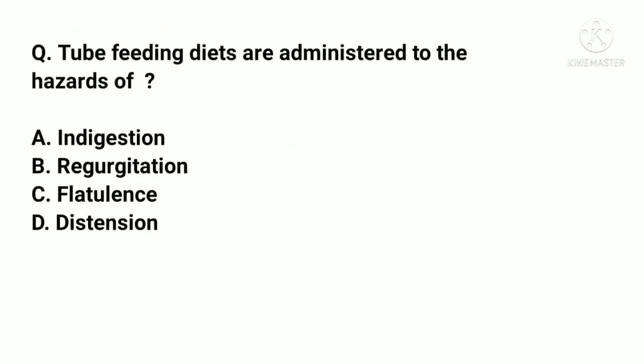Tube feeding diets are administered to prevent hazards of A. Indigestion, B. Regurgitation, C. Flatulence, D. Distension. And the correct answer is B. Regurgitation. By the gastric gavage, hazards like regurgitation, venous thrombosis by parenteral nutrition, and chances of aspiration can be prevented.